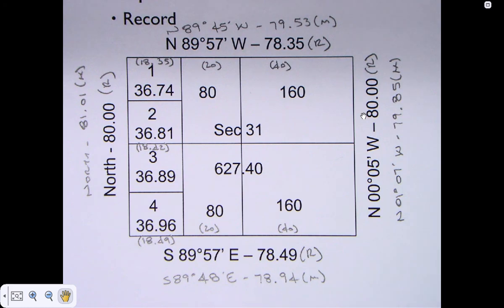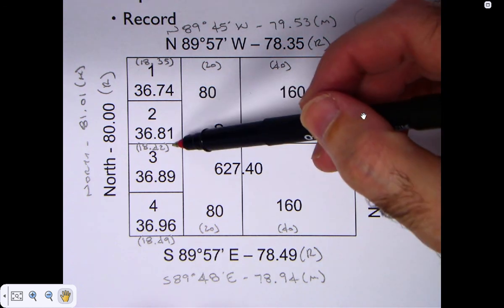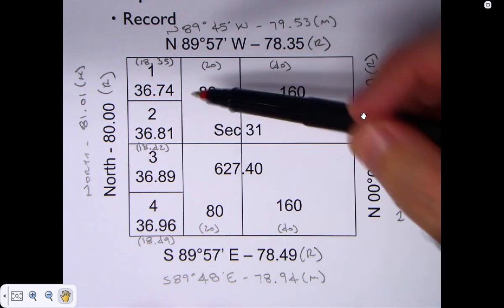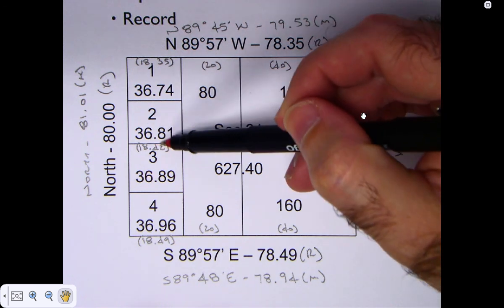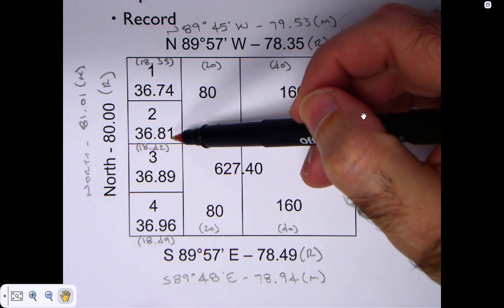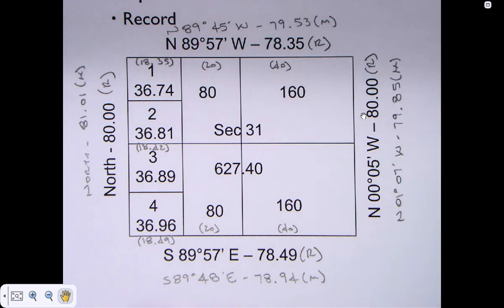Let's take a look at a section with lotting and subdividing it. Here's the example from the PowerPoint lecture at section 31. We've already figured out the parenthetical distances for the lotting. As you'll recall, the theoretical distance is 18.42 for the south line of Lot 2. So we are charged with the responsibility of subdividing this.